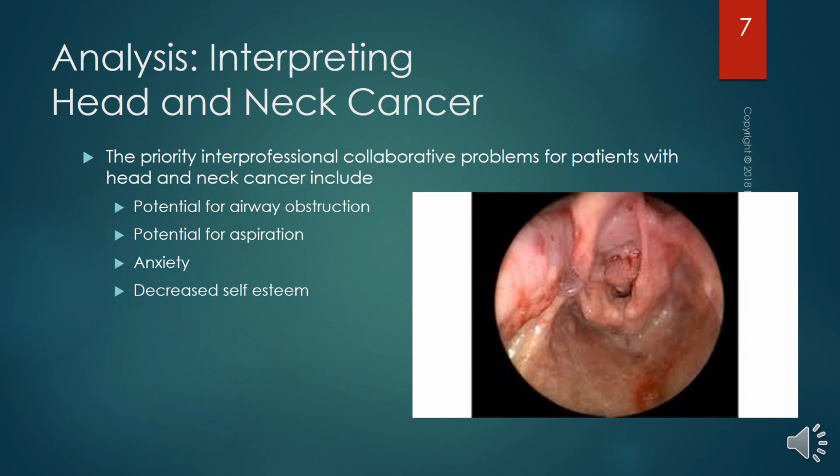There is potential for aspiration, and anytime you're having trouble swallowing, or you've got a lump in that area around the trachea or around the epiglottis, your potential for aspiration increases. Of course, head and neck cancers can cause anxiety. Any kind of cancer can, and decrease self-esteem, especially those facial cancers, or if it results in maybe a trach, you're going to have some self-esteem issues.